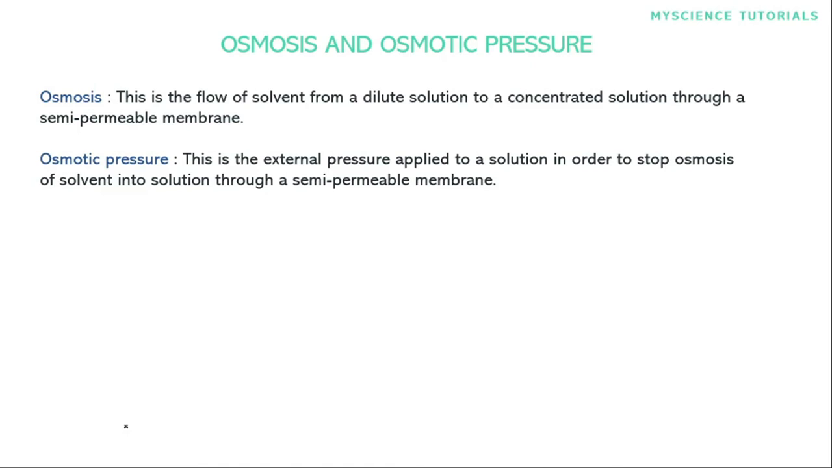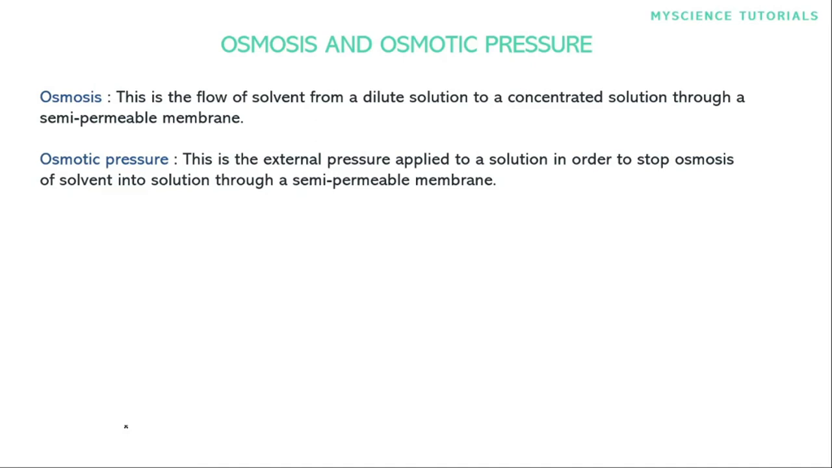Now in today's tutorial, I want to look at what osmosis and osmotic pressure is, and how we can use osmotic pressure to calculate the molecular weight or the molecular mass of a particular solvent. All right, so we want to look at what osmosis is. Osmosis is the flow of solvent from a dilute solution to a concentrated solution through a semi-permeable membrane. So if we have two containers separated by a semi-permeable membrane, and we have the flow of solvent from the dilute solution to the concentrated solution, we refer to that phenomenon as osmosis.